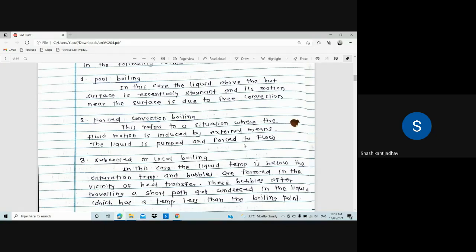Okay, so this is about forced convection boiling. Then write down third, subcooled or local boiling.